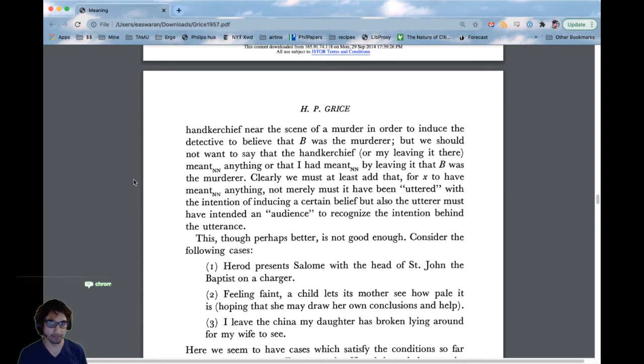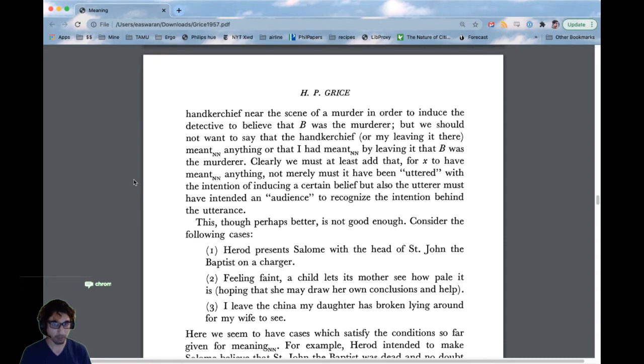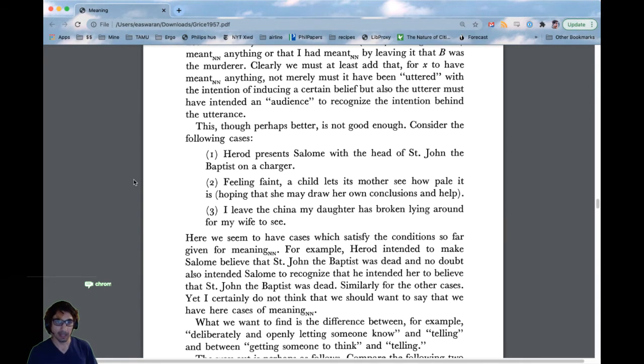So clearly we must at least add that for X, the utterance, to have meant anything, not merely must it have been uttered with the intention of inducing a certain belief, but also the utterer must have intended an audience to recognize the intention behind the utterance. So that's what's going wrong in the case of this framing. And now he says this, though perhaps better, is not good enough.